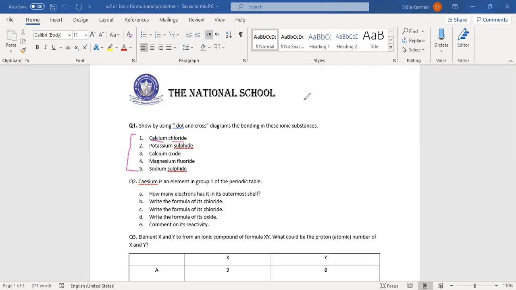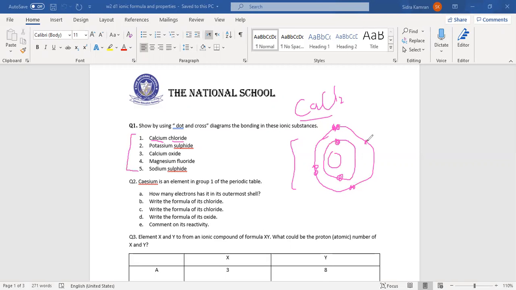So in calcium chloride, this is an ionic compound. First you have to draw the structure of calcium. First shell having 2 electrons, so you have to show with the dots. Second shell having 8 electrons, so show with the dots. Here 8 electrons. And third shell having 8 electrons. So again show with the dots. You have to draw it properly with the dots, 8 electrons.